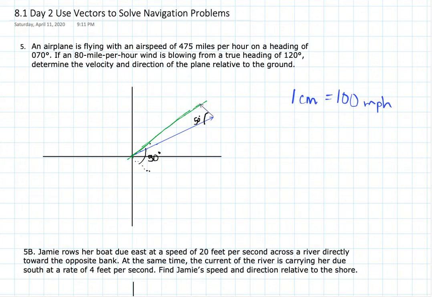We don't know this degree, but we do need to figure it out, really. Or at least then we can figure out how much it is from here, and then the plane relative to the ground. Okay, so from here to here. And we need to know this length. So we do know that this blue line was 475. And this purplish line was 80. So we can use the law of cosines to find this length or magnitude right here.